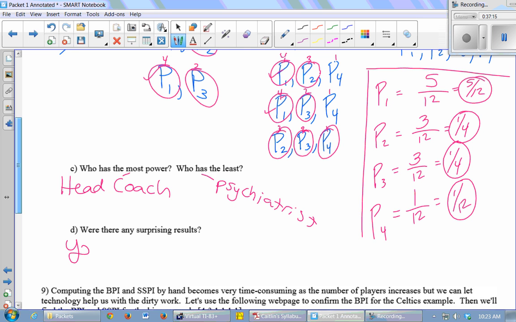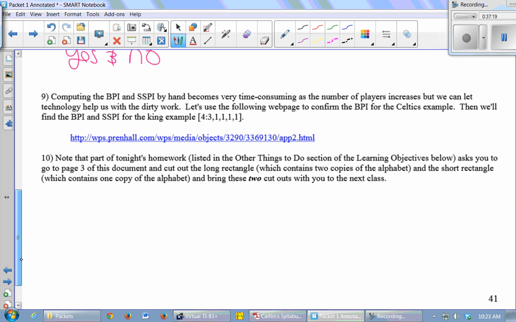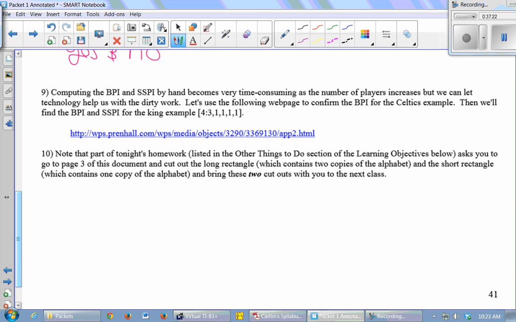So we have some yes and some no. Computing the Banzhaf power index and the Shapley-Shubik power index becomes very time consuming and tedious when we increase the number of players, right? But you can let technology help you do some of the tedious stuff. So let's use the following web page to confirm the BPI for the Celtics example. And then we'll do the King example that we talked about last class.